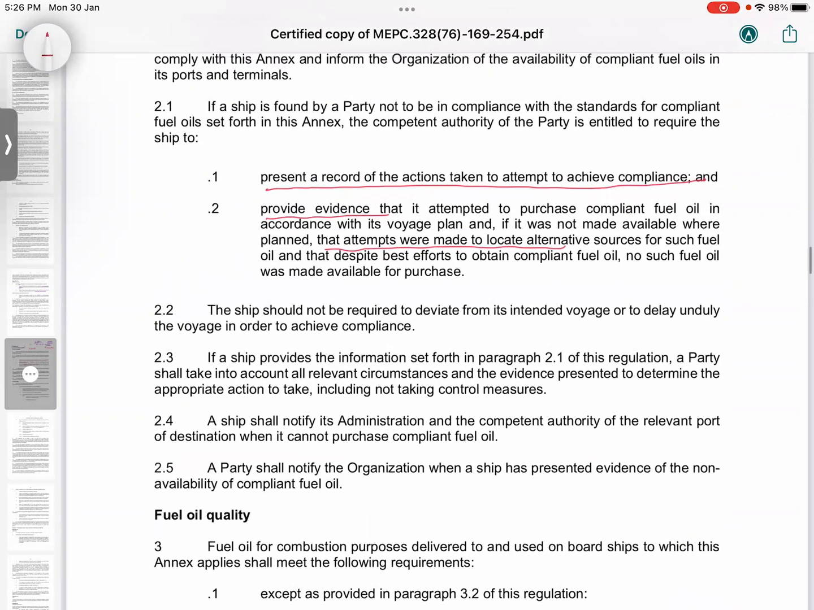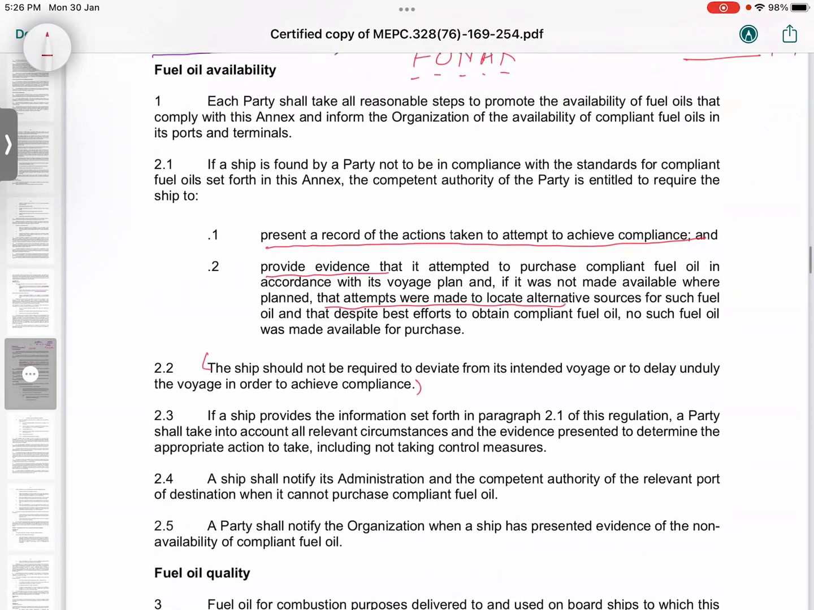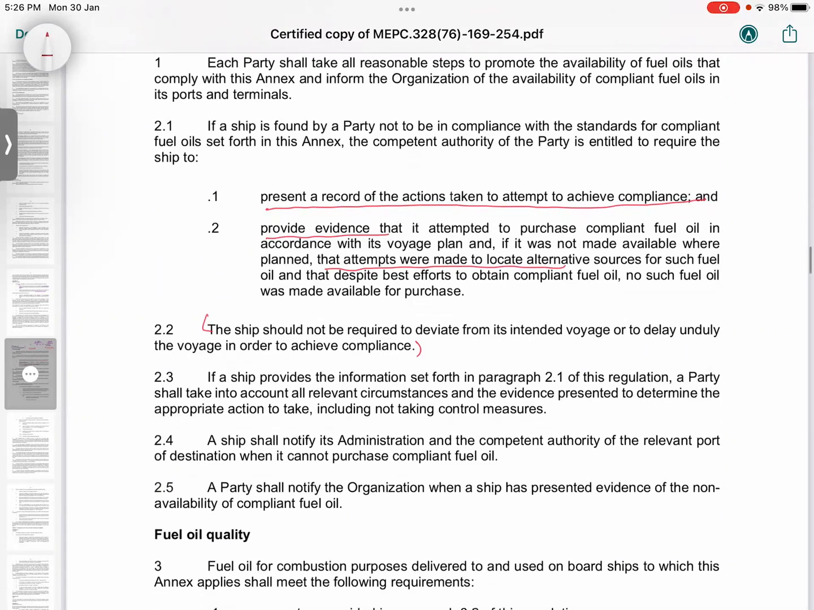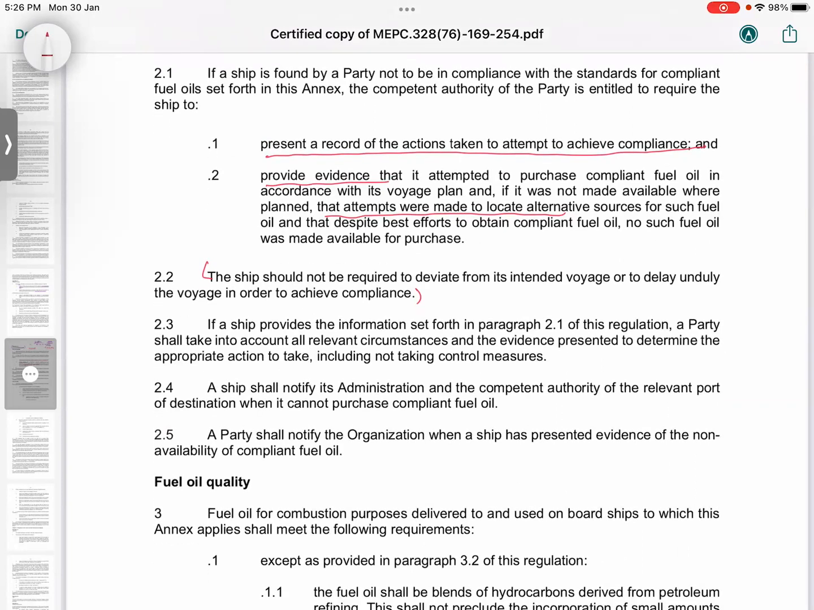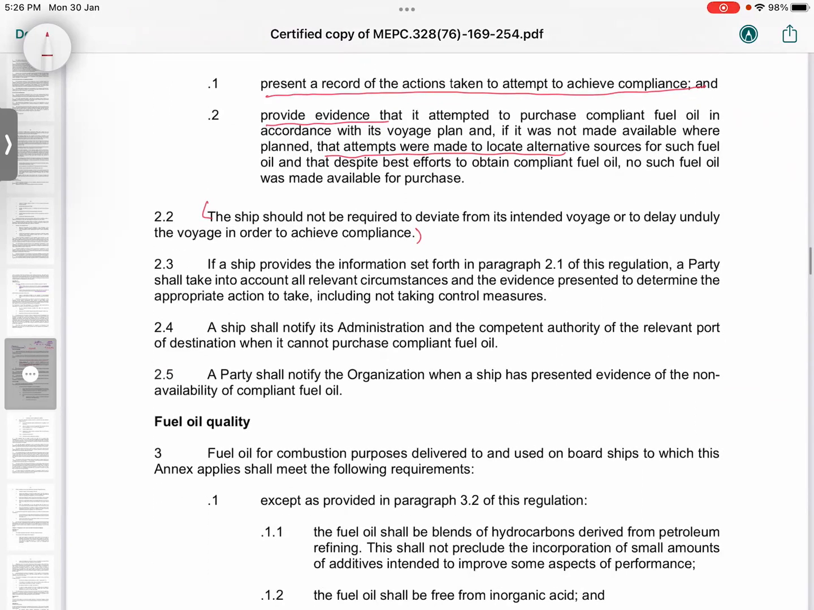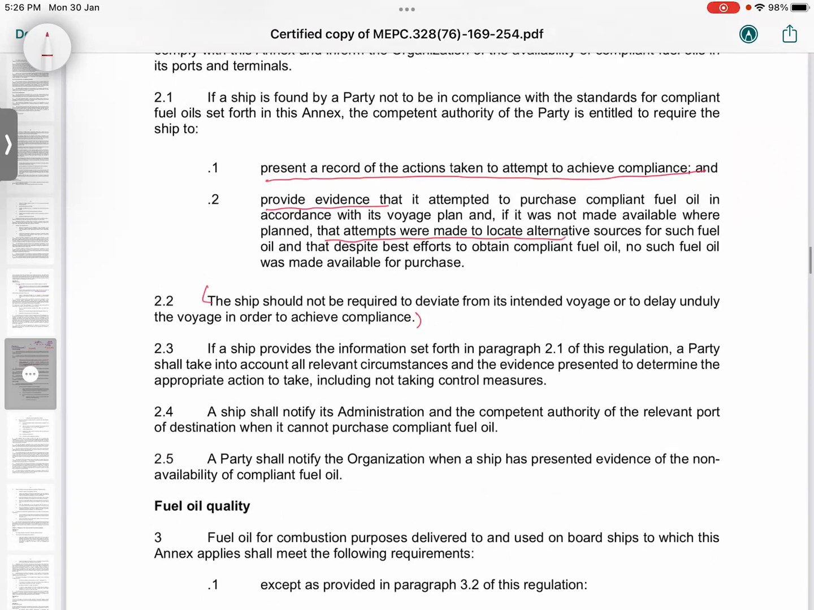Okay, because you see this line, right? You are not supposed to change your voyage. Suppose you are going from Mumbai to Dubai, right? On the way you have Gujarat. They told, okay, you can go to Gujarat and take the compliant fuel. But that is not the requirement. Just for compliance, you are not supposed to change your voyage. Okay. So that is when you will file your FONAR.